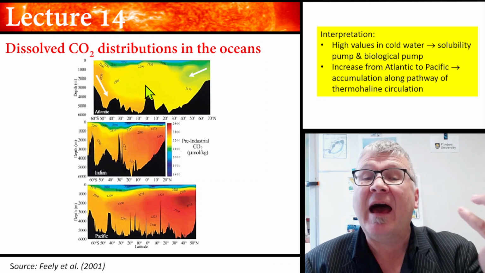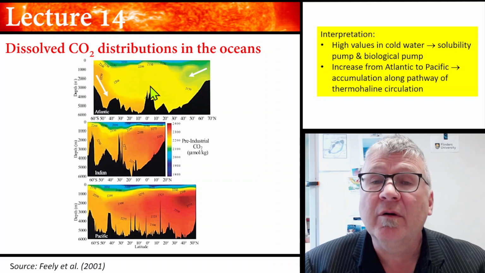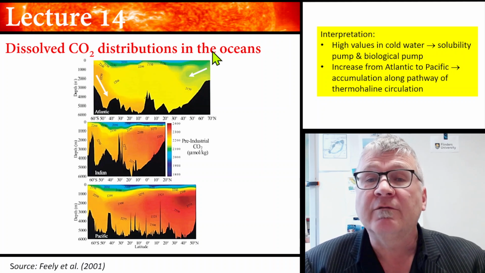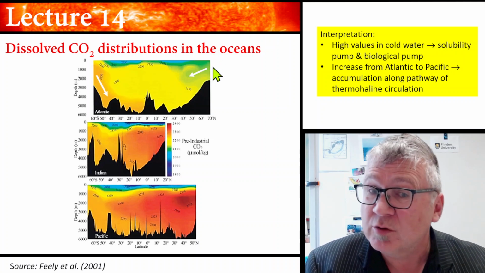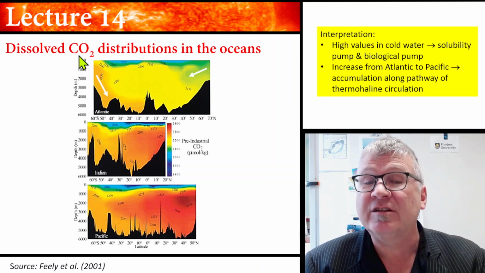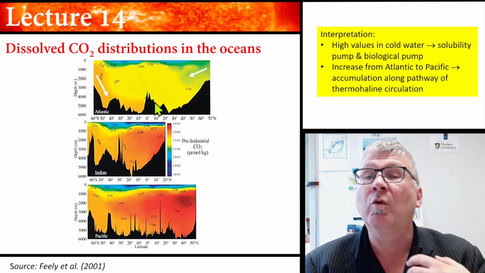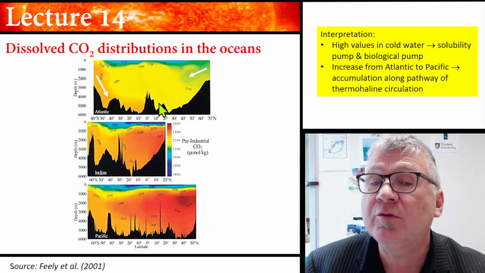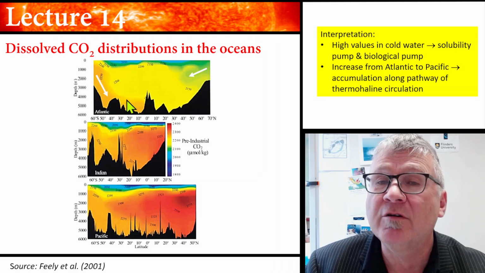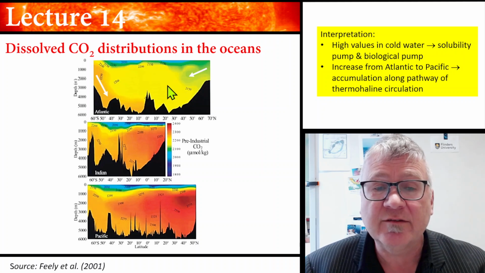At depth, we have higher concentrations because we have the flow of colder water from the North Atlantic. This is the so-called deep water. And from Antarctic shelves, we have Antarctic bottom water. These are cold waters, and they can hold more CO2 and can transport it into the deeper parts of the ocean. This is what we call the solubility pump mechanism.